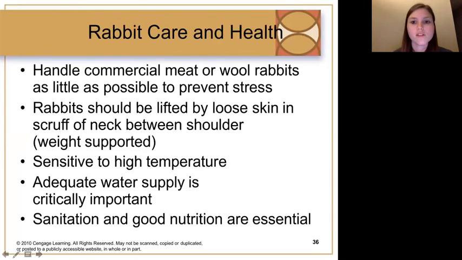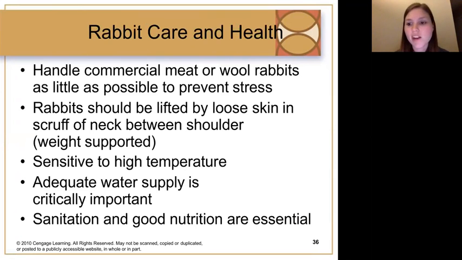So just a little bit about care and health. You can handle commercial meat or wool rabbits as little as possible to prevent stress, because any sort of stress will impact the meat quality as well as the wool quality. You don't want to be grabbing them and running your hands down their fur all the time. Rabbits should be lifted by loose skin in the scruff of the neck between the shoulders, and make sure that their weight is supported if you can get those legs under control.